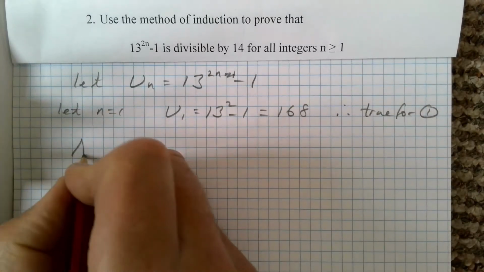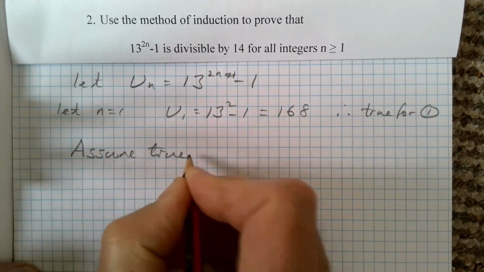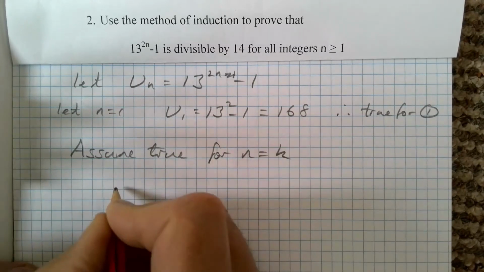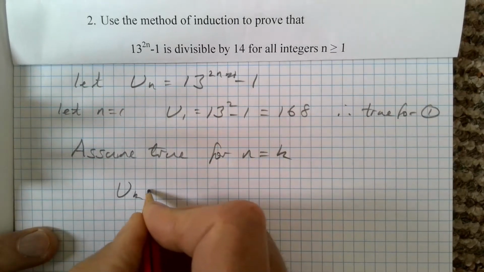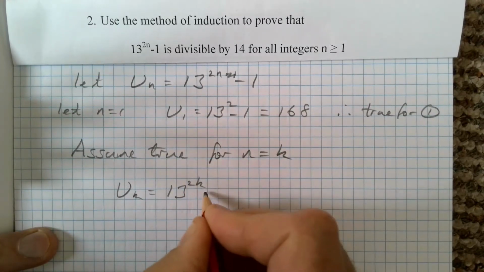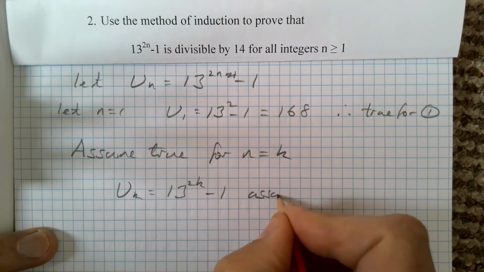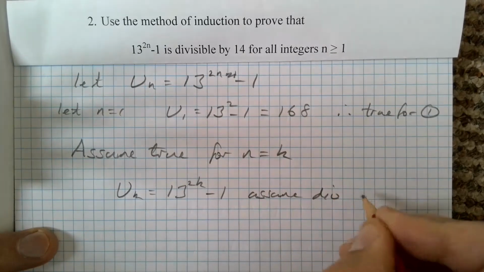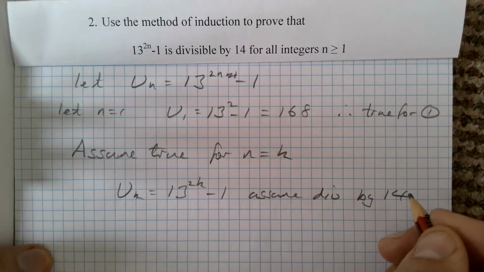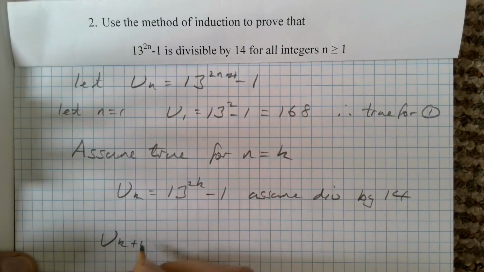Next, I'm going to assume that this statement is true for n equals k. So that is u of k equals 13 to the 2k minus 1. We are going to assume that that is divisible by 14. And then I'm going to look at u of k plus 1.